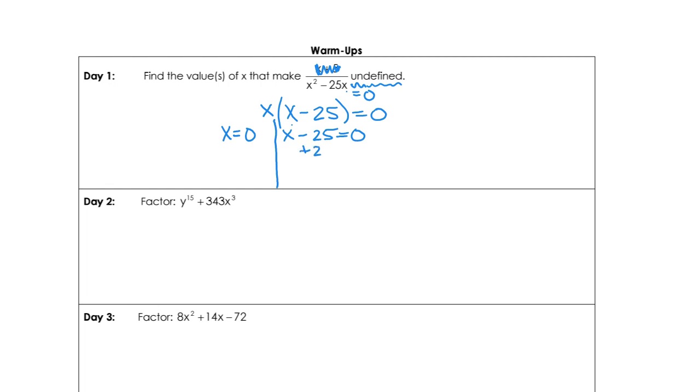And on this side, we're going to have to add 25 to get our second answer, and we end up with X equals 25. Those are the 2 values that, when plugged into the denominator, turn the denominator into 0, thus making the fraction undefined. Okay, awesome. And we're going to go ahead and do day 1 notes, and I'll see you guys there.